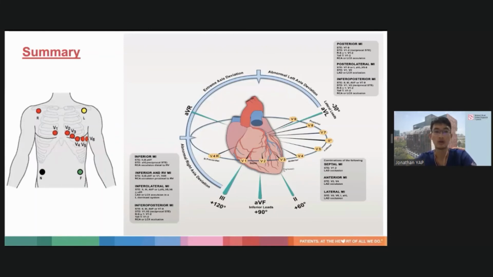So I want to summarize what we have talked about, so that for everyone's understanding, we know that the leads V1 to V6 are placed on the anterior chest wall. This looks at the axial plane of the heart. And then our limb leads look at the coronal plane of the heart. And so, in this summary diagram here, it tells you what to look out for if you have an inferior MI, what the lead changes are, and for an inferior posterior MI, what the lead changes are. If you have a more anterior kind of MI, it involves your V1 to V5. And then once again, the different changes to be expected in the different kinds of heart attacks that you get.